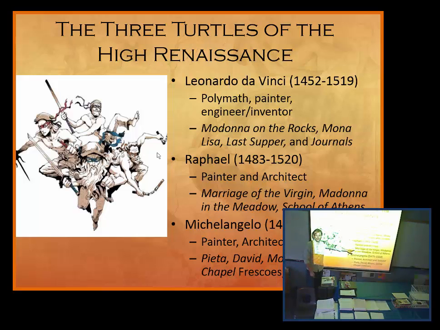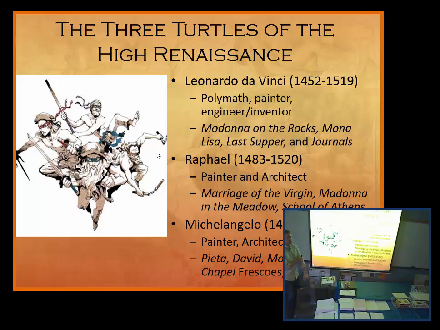But his main works are The Marriage of the Virgin, Madonna in the Meadows, School of Athens. Very simple works, but the most important is the School of Athens. All these other works just look pretty because they're Raphael's paintings. He likes lots of blues and deep purples, but his work is very conservative because of his Catholic roots.